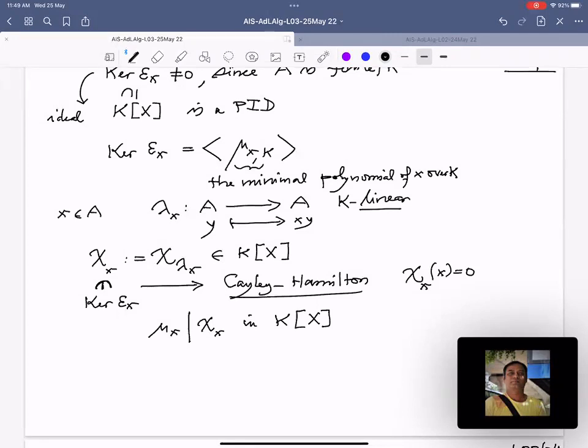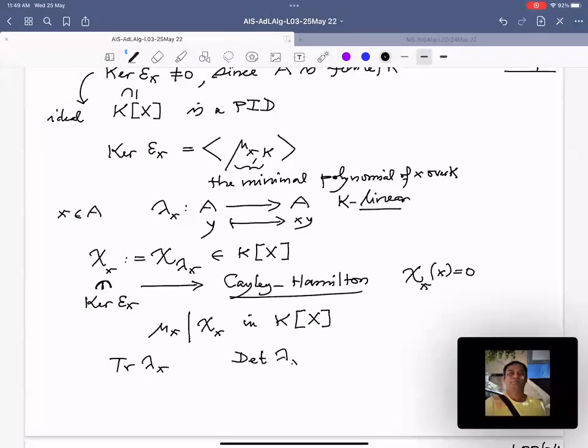Anyway, so now once you have lambda, this lambda is a K-linear operator, so we can talk about the trace of a linear map. So I can talk about the trace of lambda x, or the determinant of lambda x.